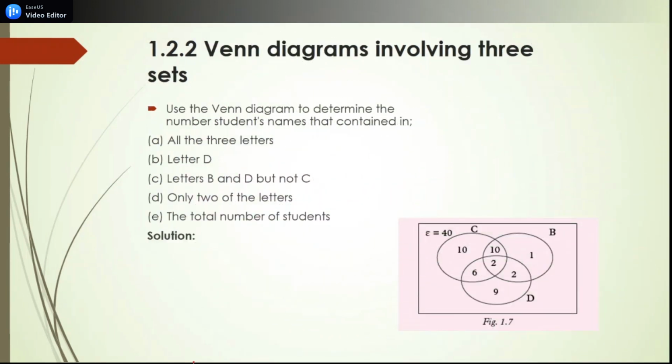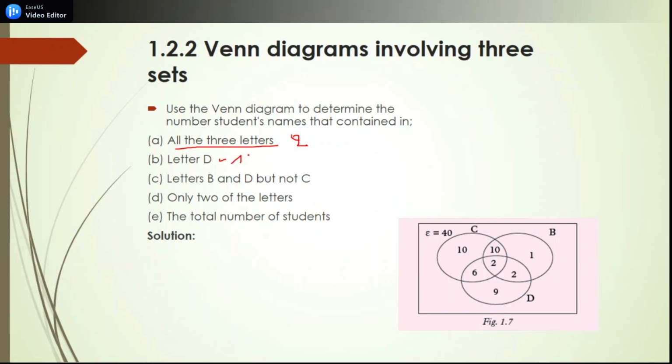Use the Venn diagram to determine the number of students whose names contain all 3 letters. In all 3 letters is equal to 2. You have 2 students by looking at the diagram. For the letter D, all students whose name contains letter D, you have to add all elements in letter D. You have 2 plus 2, 4 plus 6, we have 10 plus 9 is 19.